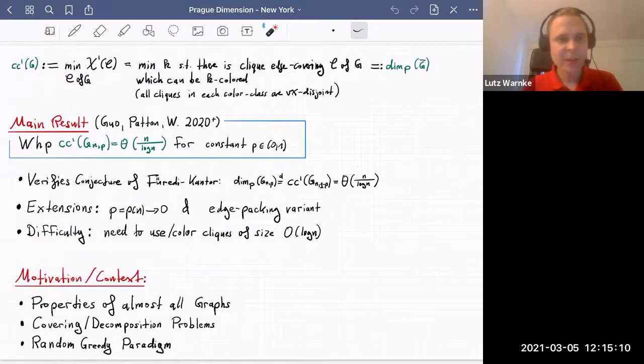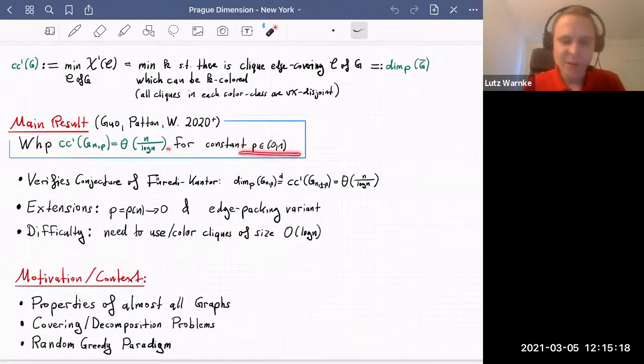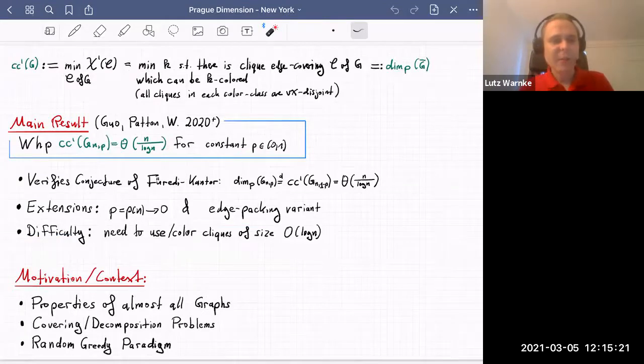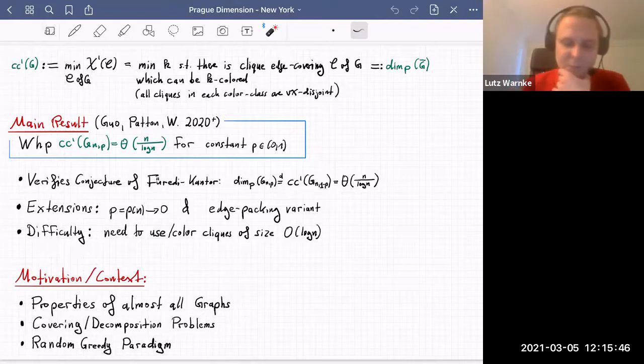Okay, so what is the main result that we obtained? So basically, we prove this result that this clique chromatic index here is of order n over log n for constant p. So that's our main result. We show that this holds with high probability. So this means that with probability tending to 1 as the number of vertices tends to infinity. And as discussed, this exactly verifies here this Prague dimension conjecture of Vishesh and Kantor, because we know that the Prague dimension of G(n,p) is just this clique chromatic index of the complement of G(n,p), and 1 minus p is again a constant, so we get this nice bound.